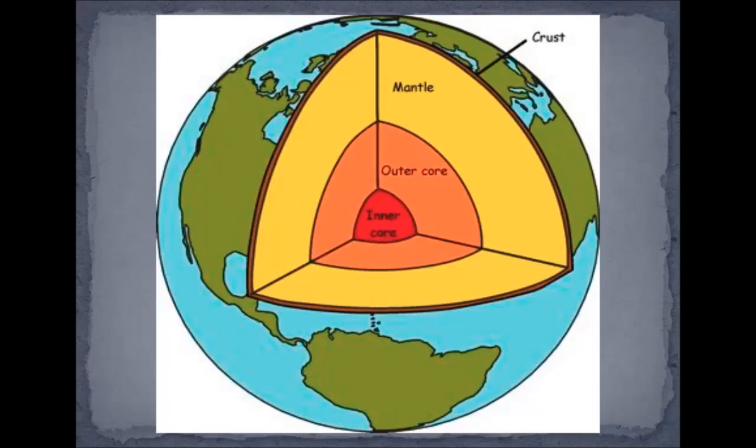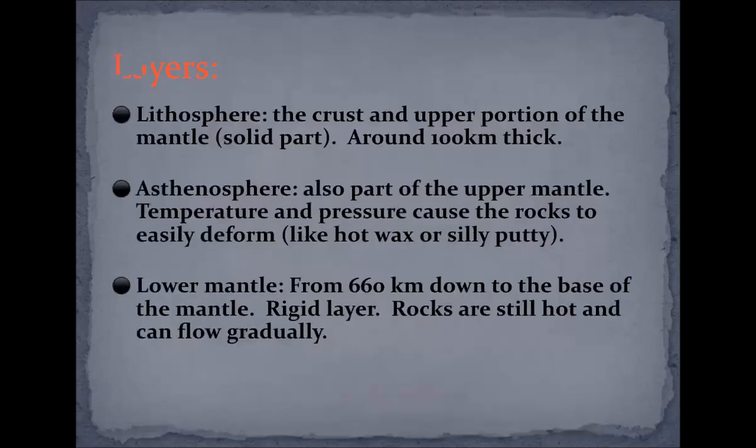Okay, then you can see your mantle, and then outside of the mantle would be the crust. So we're going to talk about some layers, and you're going to see an assignment on this once we finish for the day. The first of these is the lithosphere. This is the crust and upper portion of the mantle, the solid part. This is about 100 kilometers thick.